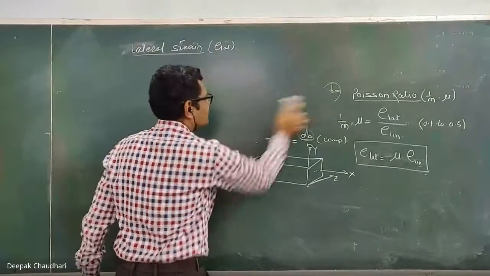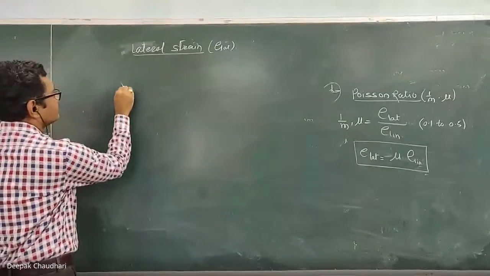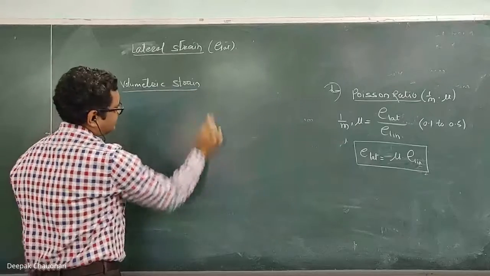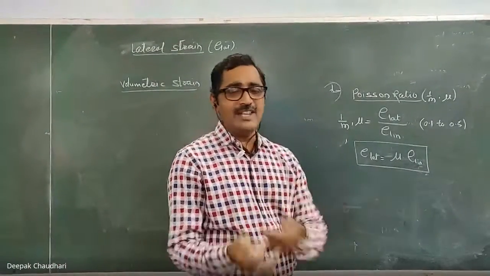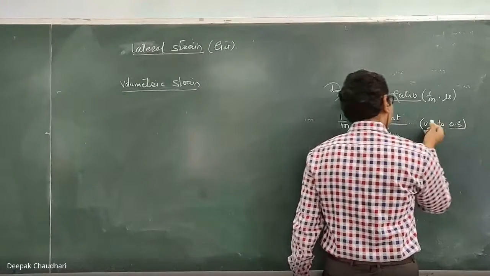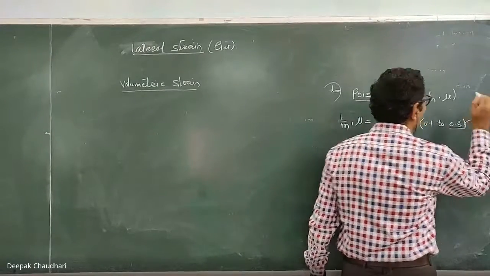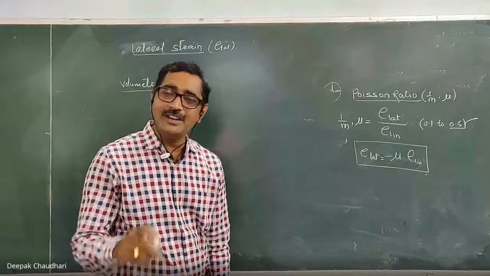Okay. The next one is the volumetric strain. Sir, 0.1 to 0.5 is for all materials? Yes. It varies. It is a property of the material. It varies from material to material, but it cannot be greater than 0.5. It can be less than 0.1, but it cannot be greater than 0.5.